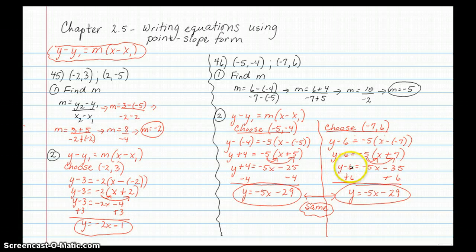Bring down your y minus 6. Add 6 to both sides because we want to isolate the y and write it in slope-intercept form. We get y equaling negative 5x, negative 35, and 6 is minus 29. So the slope-intercept form of the equation is also y equals negative 5x minus 29. Same equations, different method of doing that.